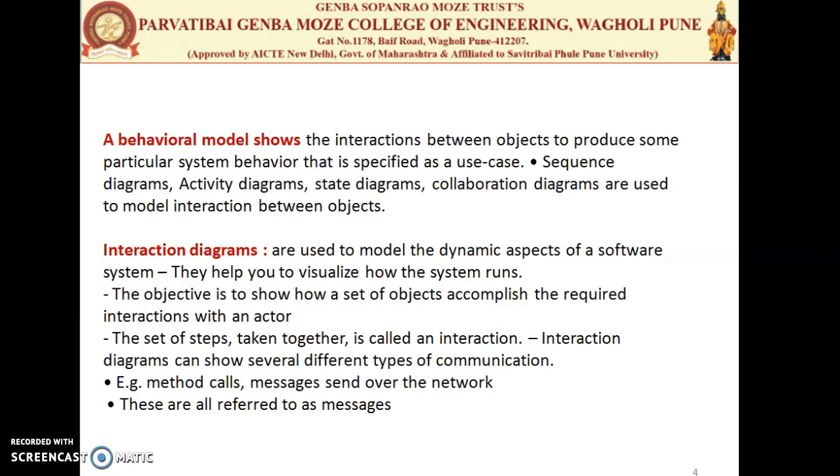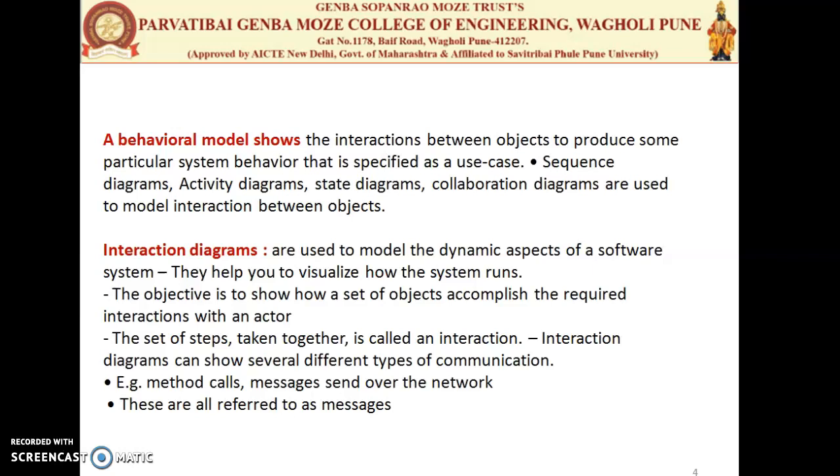So the behavioral modeling shows the interaction between the objects to produce some particular system behavior, by using the specified use case. So the use case is the basic need to understand the system, that is the behavioral modeling. Use case is the basic thing. Examples of behavioral modeling, as discussed earlier, are the activity diagram and interaction diagram. The interaction diagram again contains the sequence diagram and collaboration diagram. The collaboration diagram is also known as the communication diagram. And the third one is the state diagram. So the basis of behavioral modeling starts with the use case and proceeds with the above diagrams.